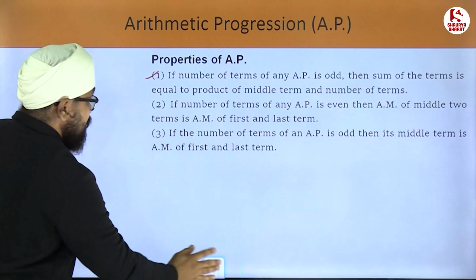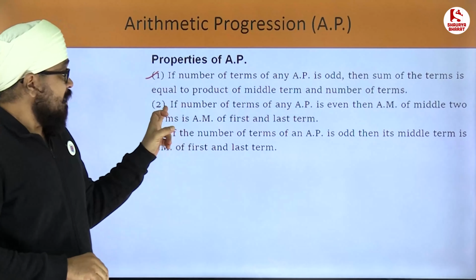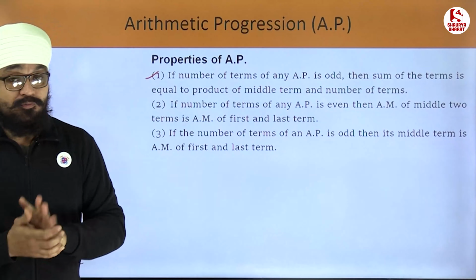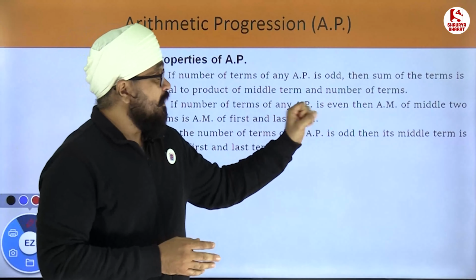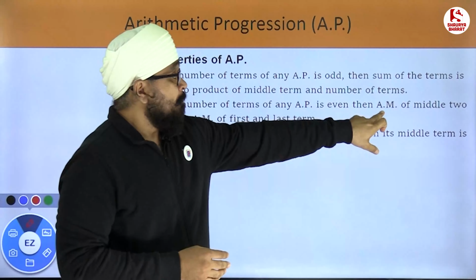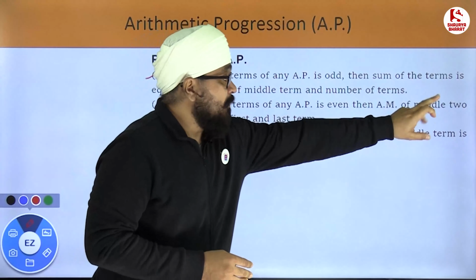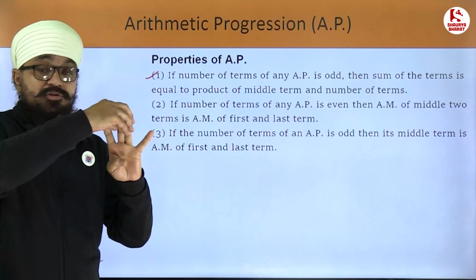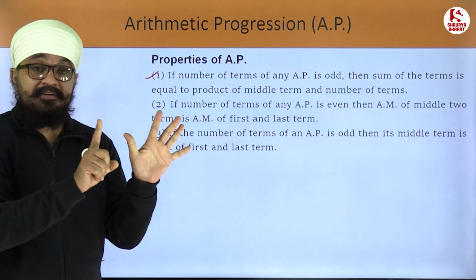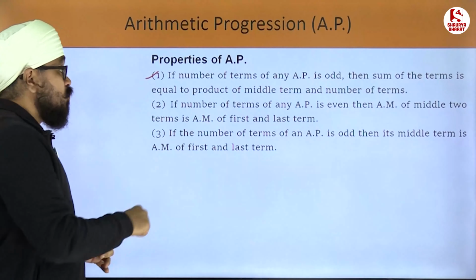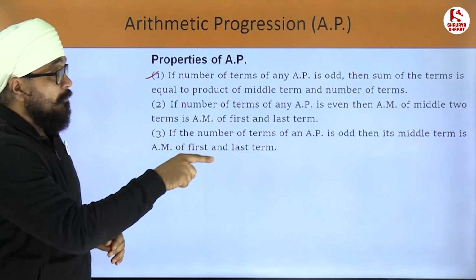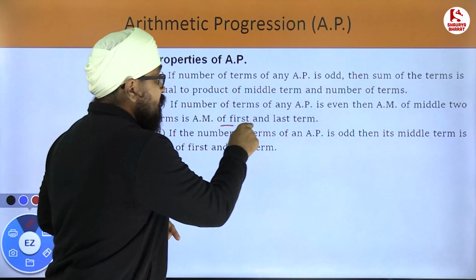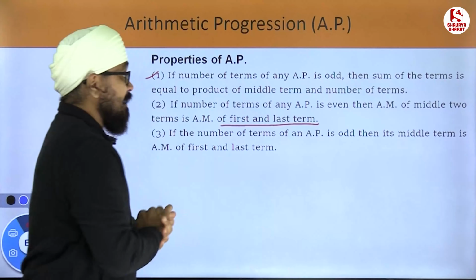If you see the next one, it is when the number of terms of an arithmetic progression is even. For odd we know, but when there is an even number of terms, what do we have to take? The arithmetic mean of the middle two terms. When we have 4 terms, these two are the middle ones. When we have 6, these two are the middle ones. We have to take the arithmetic mean of the middle two terms, or of the first and the last term.